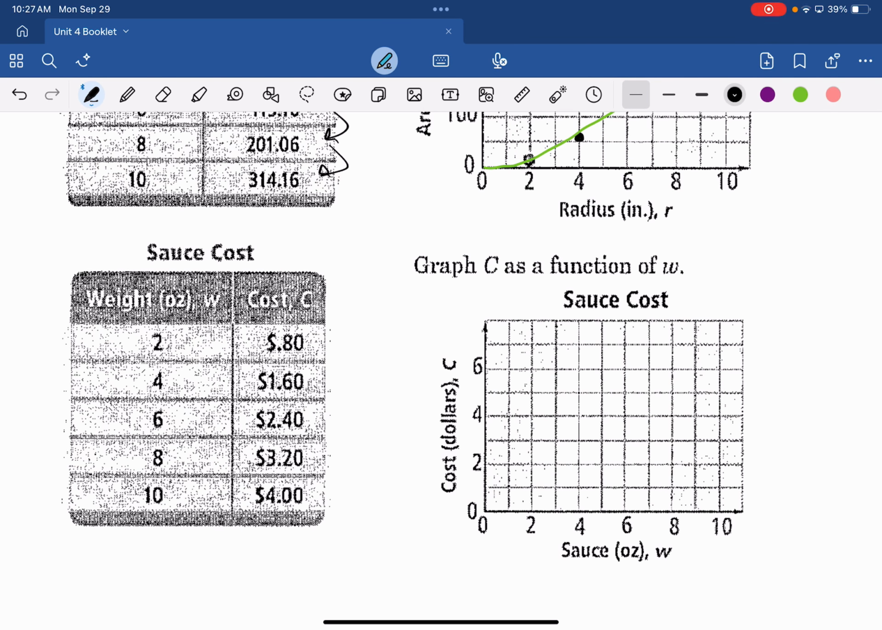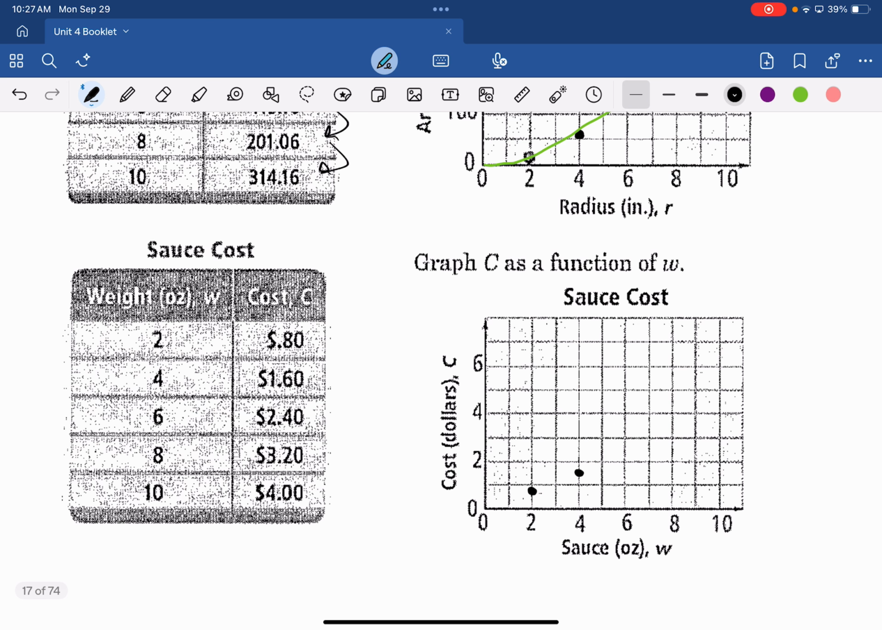Look at our sauce. So let's graph this one. The first one, we're going to eyeball this, but we have 80 cents, so I'm not quite at $1. Then we have 4, and we're at 160, so I'm a little above halfway. 6 to 240, so I'm about halfway again. 8, I'm at 320, so I'm about right here. And 10, I am at 4 even.